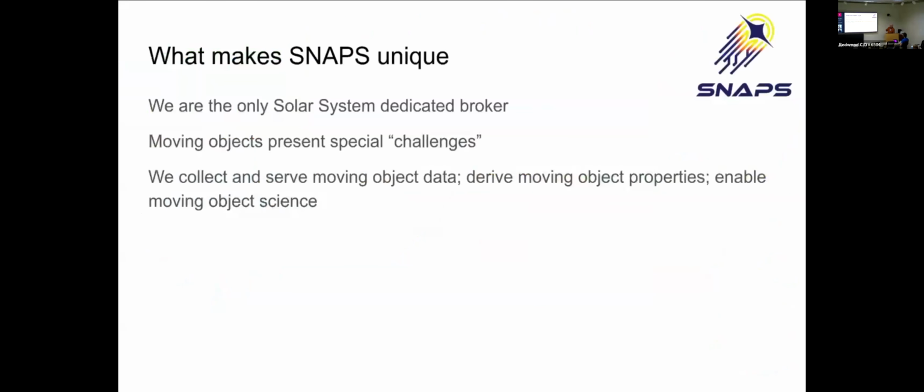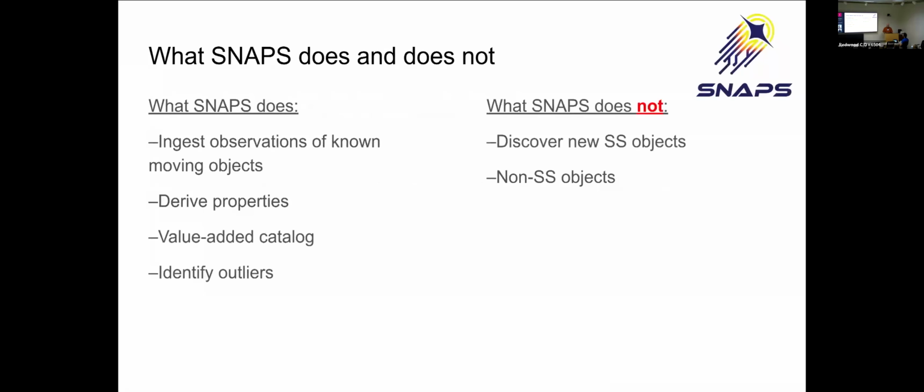Okay, what makes SNAPS unique? Well, we're the only solar system dedicated broker. Moving objects, as you all know, present special challenges. And we collect and serve moving object data. And just to be really clear, I want to emphasize what SNAPS does and does not do. What SNAPS does, we ingest, we derive properties, we have a value-add catalog, identify outliers. What we do not do is discover new solar system objects. That happens upstream from us. And we don't have any catalogs presenting non-solar system objects.